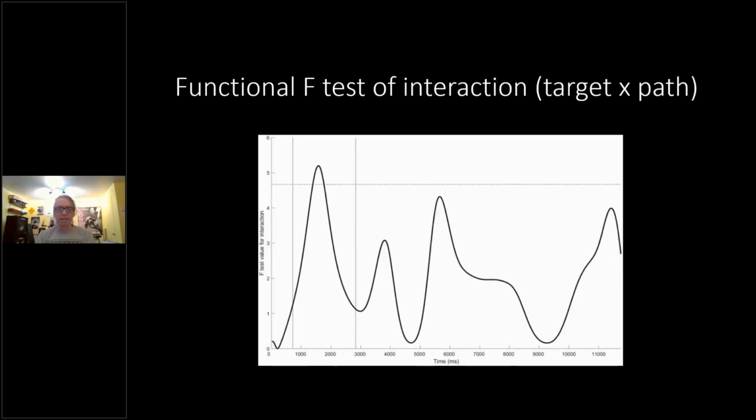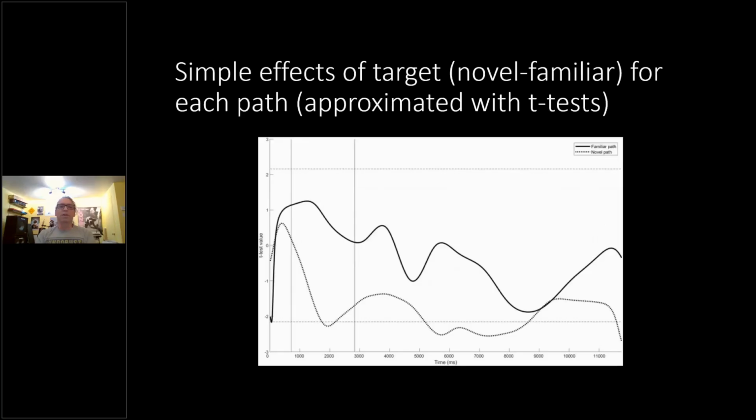What we can do with a spline is carry out the functional F-test, and in this case, it's the interaction we're looking at, and we find a significant interaction between the start of the hand movement and the hand reaching the toy. If you have a significant interaction, you should be looking at simple effects rather than main effects. And if we're looking at simple effects of target, whether they react more to the novel relative to the familiar stimulus for each path, we find a significant effect of toy, more responding to the familiar stimulus during movement, and also sustained again after the hand has rested on the target toy.